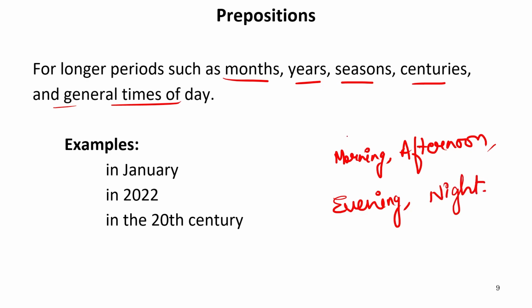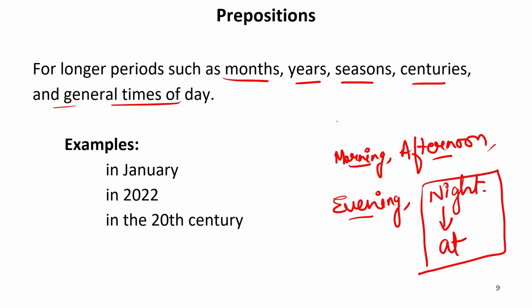Now what we say is in the morning, in the afternoon, in the evening, but for night we use at. We cannot say in night. We can say at night. So for night only we use at. So this is an exception. But for morning, for afternoon, for evening, we use in the morning, in the afternoon, and in the evening.